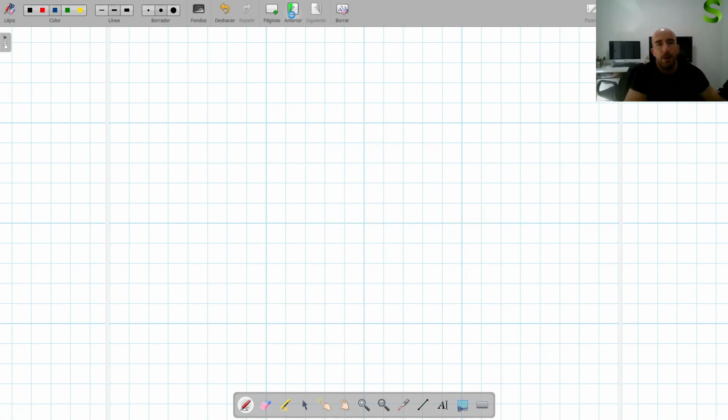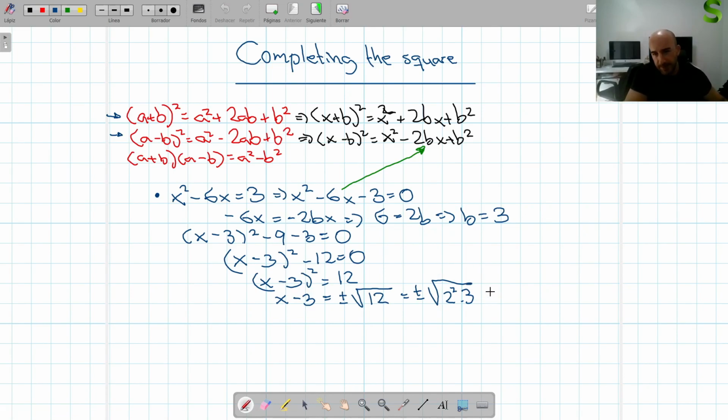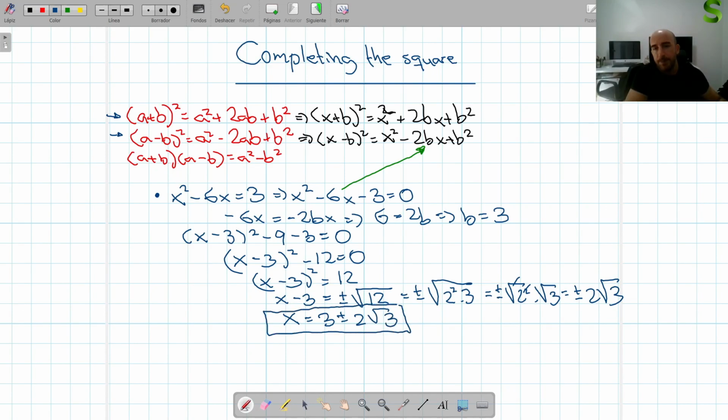Okay, so I'm going to write it like that. I'm going to separate that. These cancel out. Plus minus 2 square root of 3. Okay, and then if we move the 3 to the other side, we have 3 plus minus 2 square root of 3, and that's our answer to our quadratic. So we've solved the quadratic expression by completing the square.